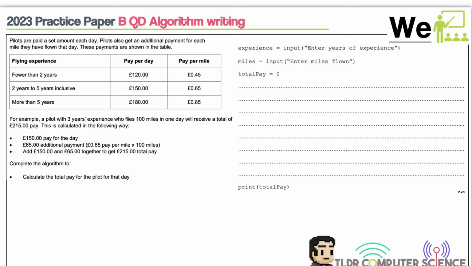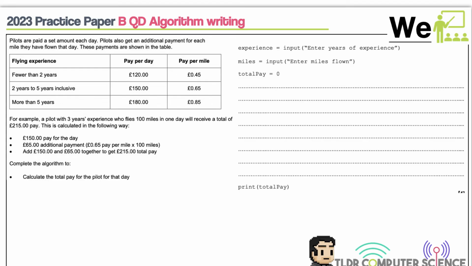We need to create an algorithm to answer that question. We've got already the input for the experience, so we're storing the number of years experience in here as an integer, and we also have the number of miles. Total pay is initialized as 0, and then what we need to do is use a series of selection statements to be able to calculate it. We've got 3 different ones. We've got less than 2, between 2 and 5, inclusive, so this is where we'll have to consider the less than or equal to command, and then finally more than. So we're going to write an if, elif, else statement here using selection.